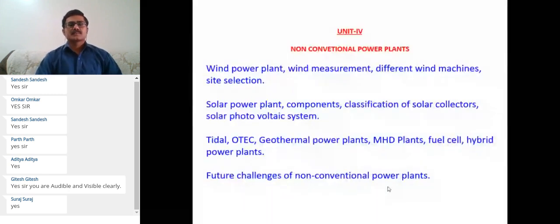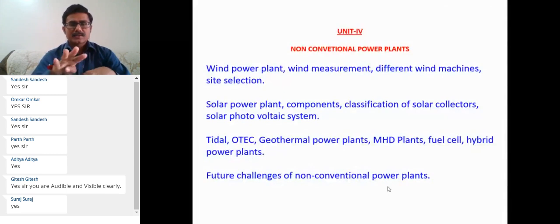Unit number 4. So it is there for the non-conventional types of power plants. Now till now we have listed 4 different types of power plants: the thermal power plant, hydroelectric power plant, nuclear power plant, and the diesel electric power plant. So all these power plants are considered to be the conventional types of power plants. While discussing these power plants in detail, we will be looking at their advantages and disadvantages, pros and cons of these power plants.